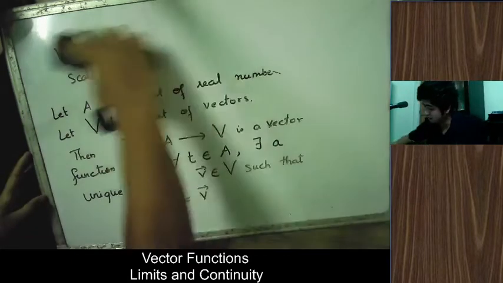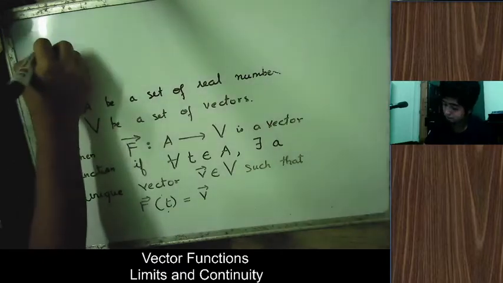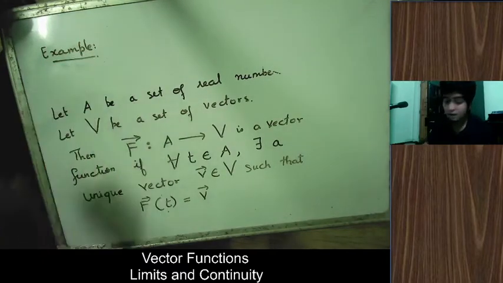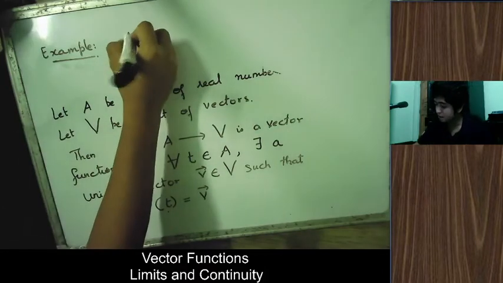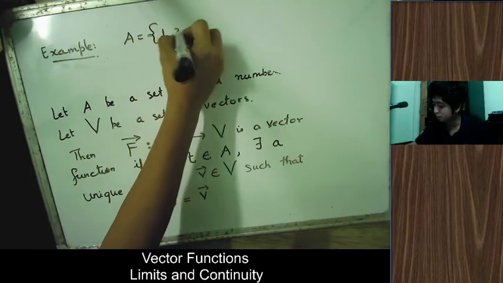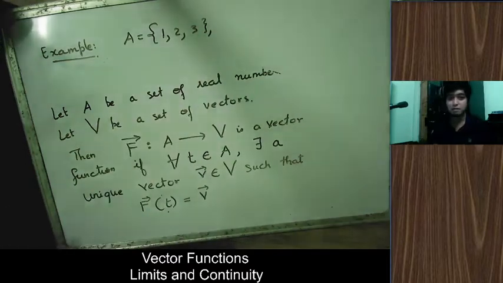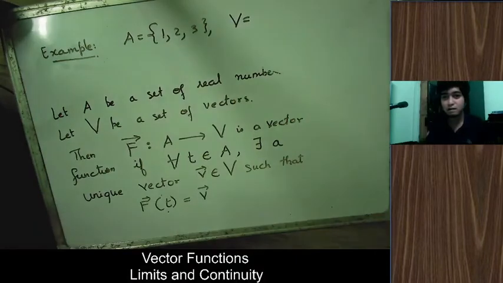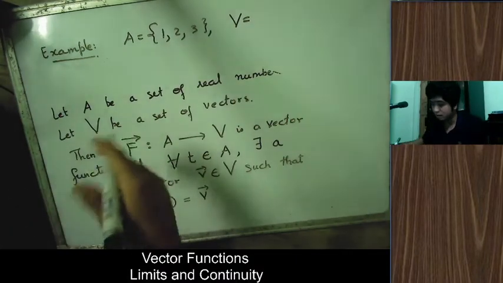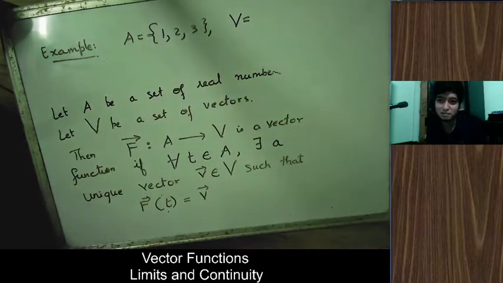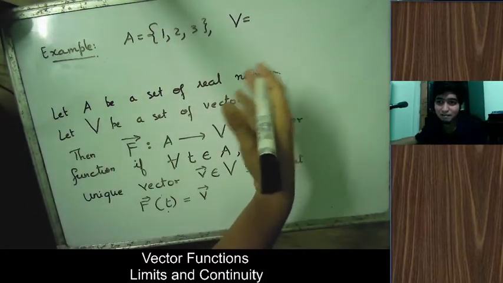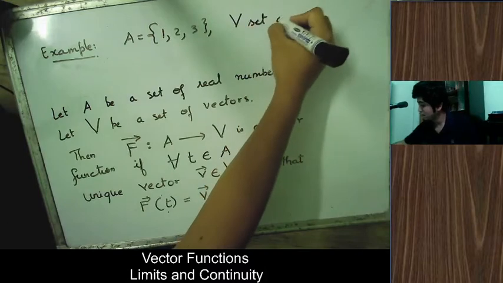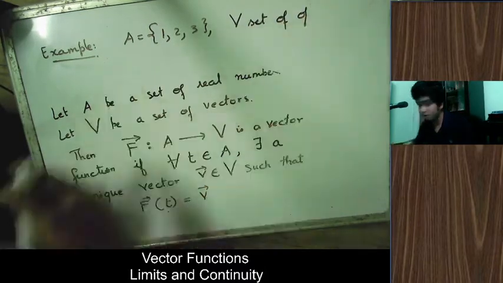Okay, so I will just give an example. Let's see. Example: I will take the set A and make it very simple, maybe 1, 2, 3. I will take V to be the set of all vectors. Any vector that you can think of will be in V.